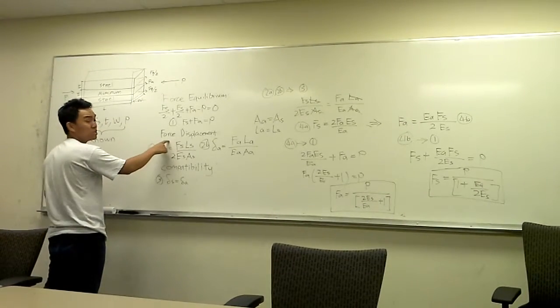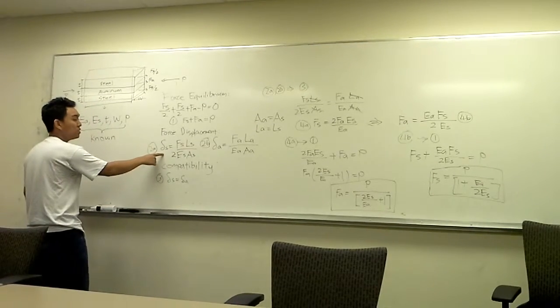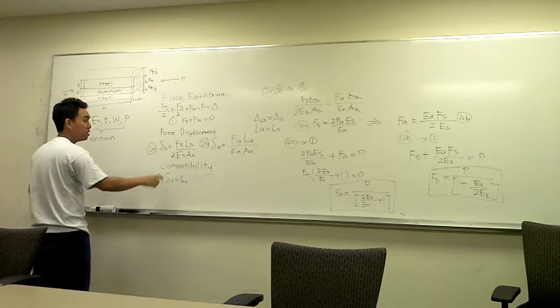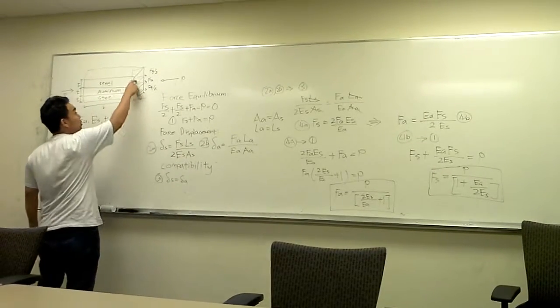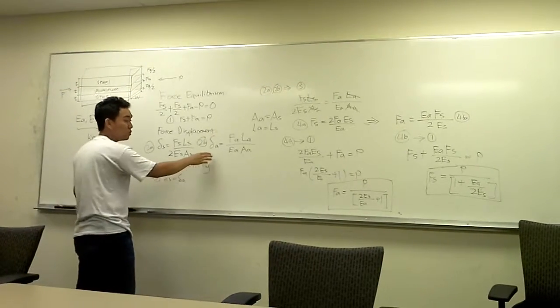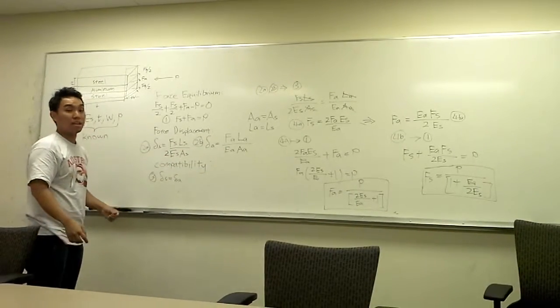Secondly, for the force displacement, we can write out that the deformation for steel is Fs Ls over 2 Es As. The reason there's 2As here is because there are two cross-sectional areas. And we can do the same thing for aluminum. It will be Fa La over Ea Aa.